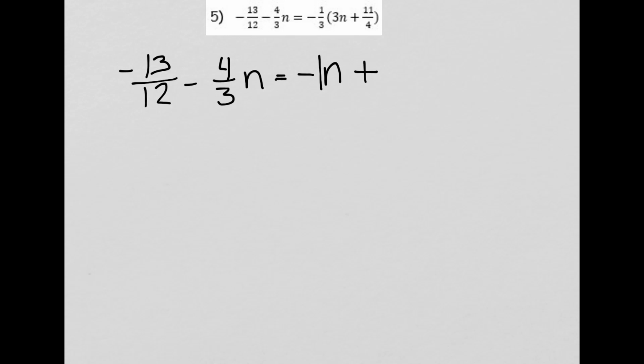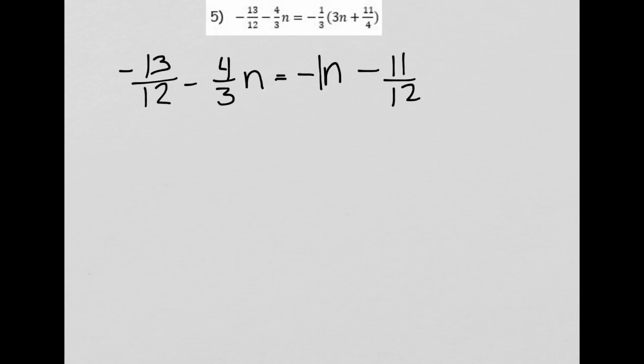Okay, here we go, number 5. It's one of those lovely fraction ones. The first thing that you might want to do is to distribute. And you know what? That's okay. That's actually what I'm going to do too. You can distribute. Let's do it. Negative 13 twelfths minus 4/3 n equals, when I multiply negative 1/3 times 3n, I just get negative n. Or negative 1n. You can put the 1 there if you want. And then I have, oh, just kidding, minus 11 twelfths. 1/3 times 11/4 is 11 twelfths.